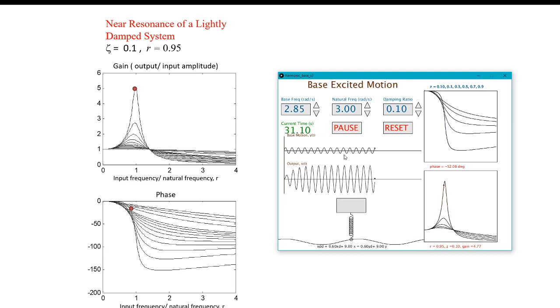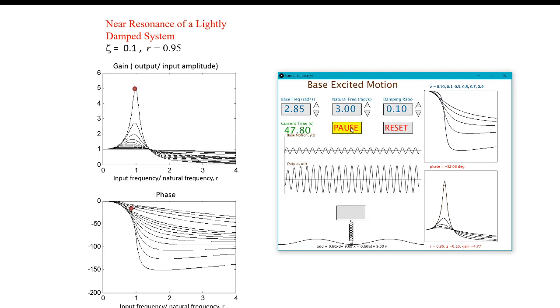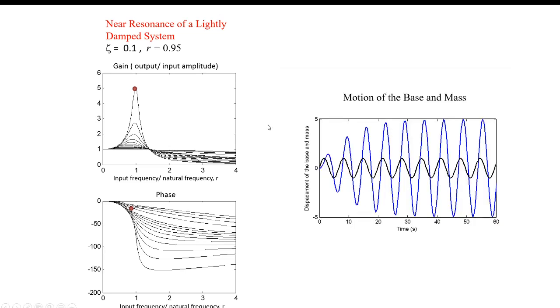The base amplitude is, let's say, plus or minus 1. Amplitude is 1 something. Whatever it is, your output response will be about 4.77 times that. So let me pause and look at the next slide.